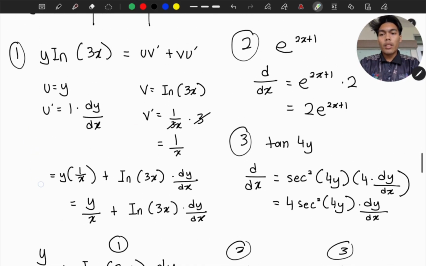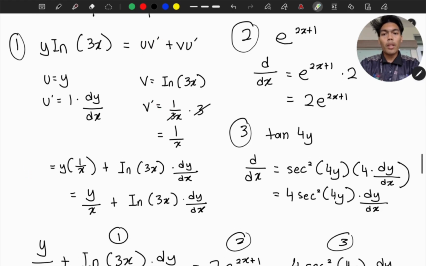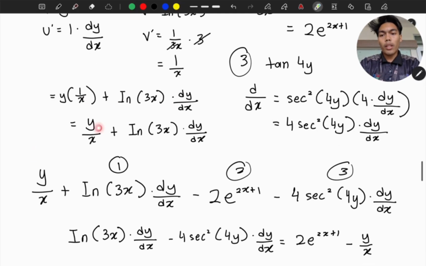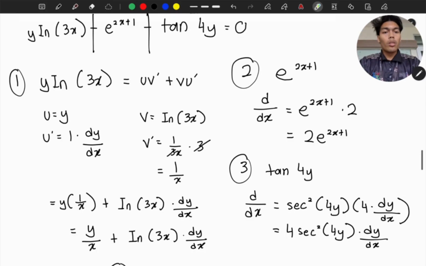So arrange the u prime, v and v prime in the equation u v prime plus v u prime. So we get y times 1 over x plus ln 3x times dy over dx. So we solve that and we get y over x plus ln 3x times dy over dx. So move on to term 2.